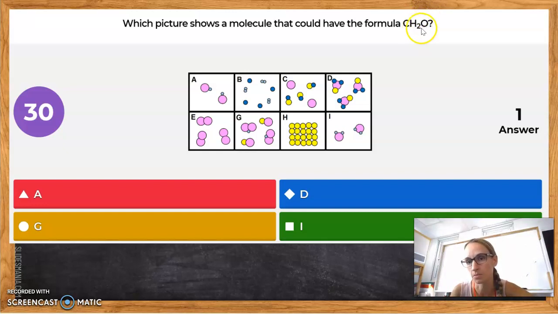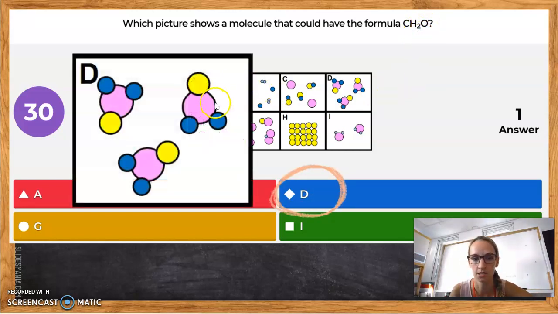The little subscripts, the numbers, go after the element, and they tell you how many atoms of that element there are. So we are looking for something with 1 carbon, so 1 of one element, 2 hydrogens, so 2 of another element, and 1 oxygen. And the answer is D. Let's zoom in on that. You can see we have 1 pink, that's probably the carbon, 2 blues, which must be the hydrogens, and 1 yellow. And there's your oxygen.